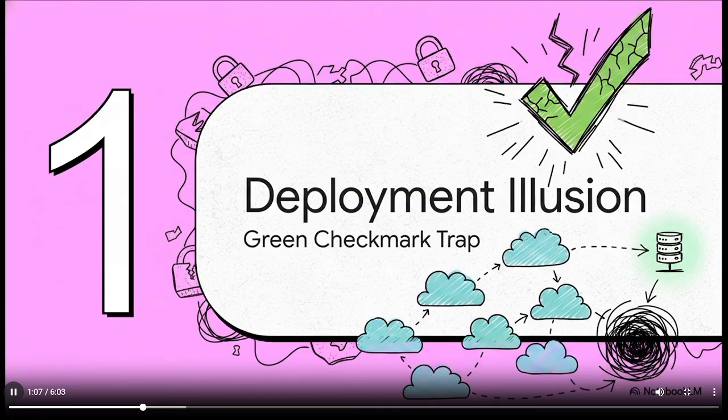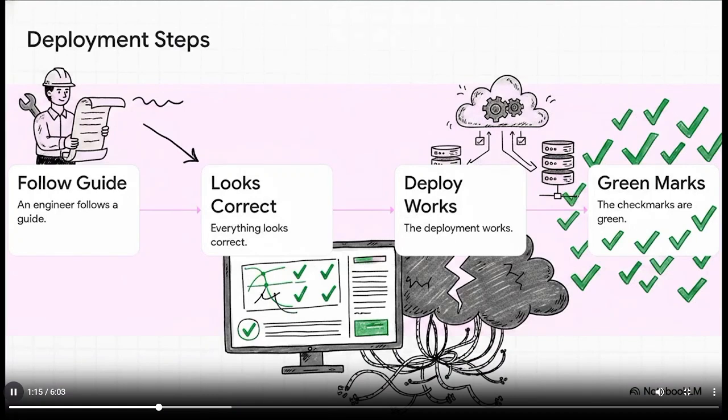The reality of cloud engineering isn't just about building things, it's about knowing exactly how the whole shebang can break apart. So that brings us to Section 1, the deployment illusion, or as I like to call it, the trap of the green checkmark. And this brilliantly illustrates why it's incredibly easy to fall into a false sense of security when you're navigating cloud architecture.